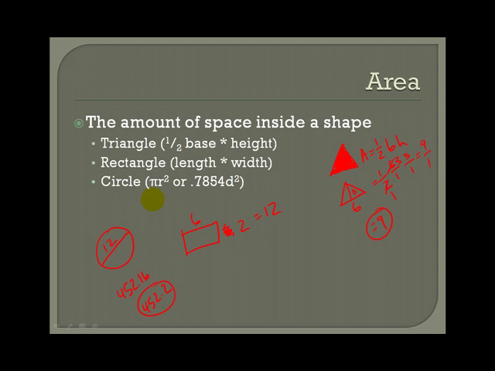What if we use this other formula? Let's see. Pi is 3.14, radius is 6. So 6 squared is, 6 times 6 is 36, times 3.14. I'm hoping we get, no. There's something wrong with my formulas here.